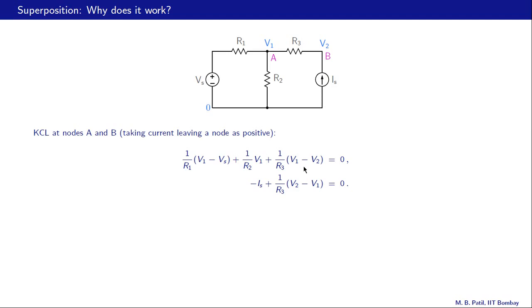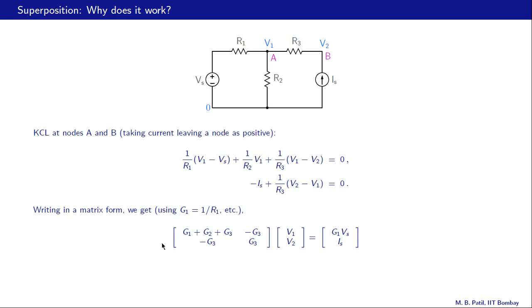And similarly, at node B, we have two currents, Is and this current. Now, Is is entering the node here, and therefore that comes with a negative sign, like that. And this current, which is leaving the node, is V2 minus V1 divided by R3, and that is the second term over here. So these are our KCL equations, and now let us see what we can do with them.